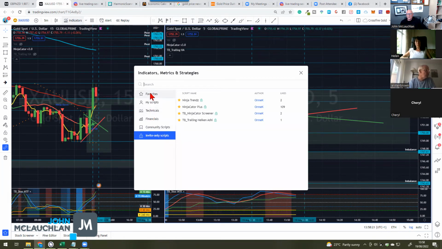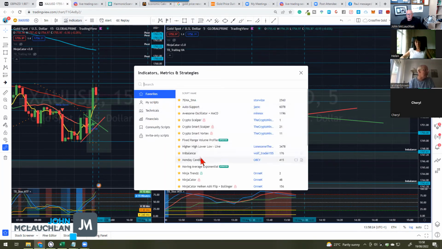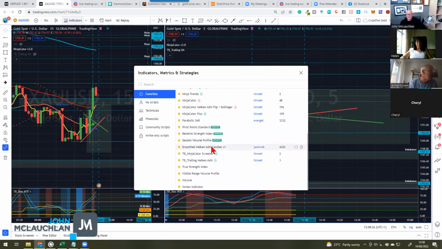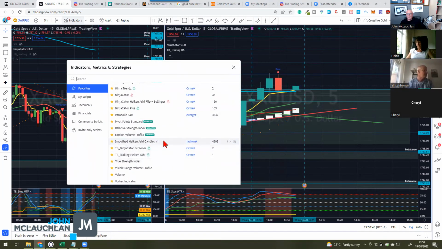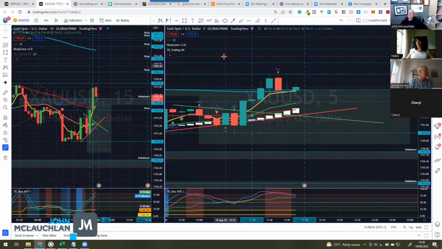Yeah, it's called Smooth Heikin-Ashi Candles V1 by Jack VMK. That's the one. So if you go, yeah, Smooth Heikin-Ashi Candles V1 by Jack VMK. You see that, Cheryl? Take a screen grab of that if you can, and then you can use that. It works in a similar way. There you go. Okay, thank you. Right.